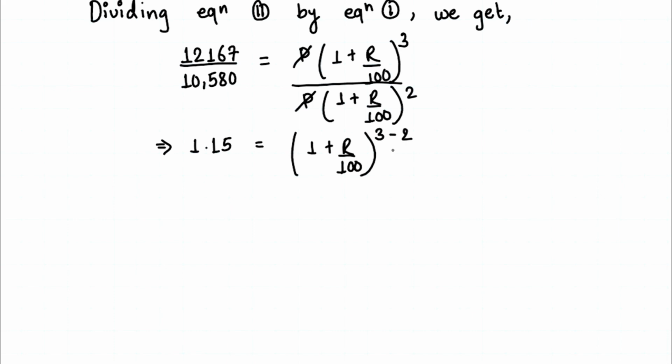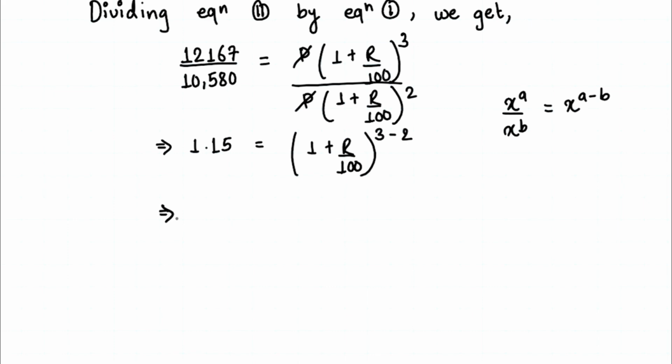So I'm doing this by using the law of indices, okay? For example, if you had something like x to the power a divided by x to the power b, it would be x to the power a minus b, right? Here in our case, our x is 1 plus r by 100, okay? This whole thing is our x. So we have (1 plus r by 100) cubed divided by (1 plus r by 100) squared. And since 1 plus r by 100, which is our base, is the same, I'm just subtracting the power.